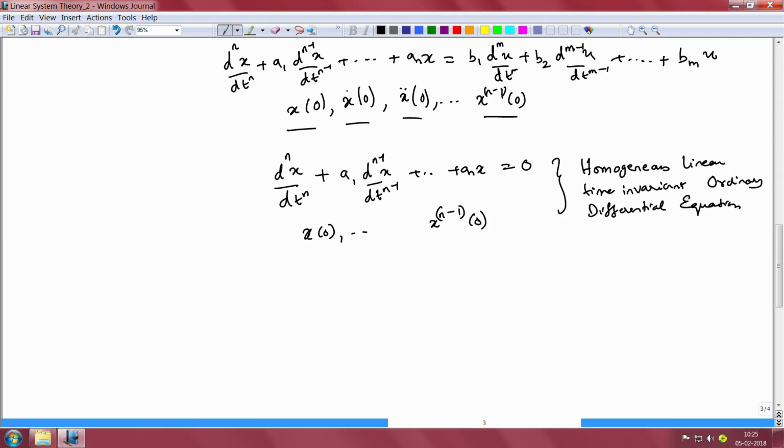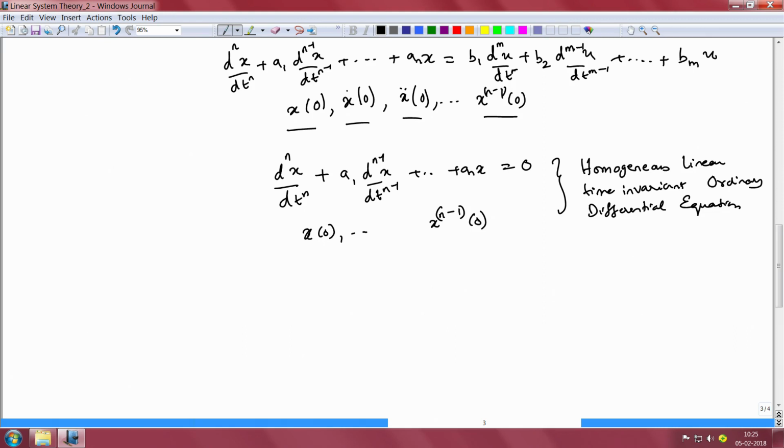So it is linear because we are dealing with linear operators here, time invariant because the coefficients a1 to an are assumed to be constants, and ordinary differential equations because we do not have any partial derivatives. Now the question is, can we solve this differential equation at least?